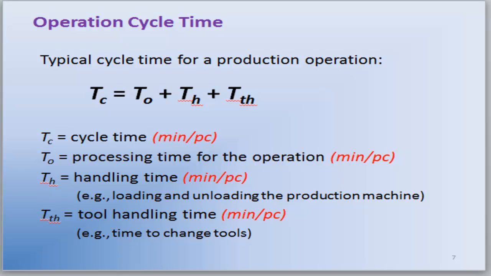In a typical processing operation, such as machining, TC consists of the actual machining operation time, work part handling time, and tool handling time per workpiece. This can be expressed in this equation: TC equals TO plus TH plus TTH. For TC, TO, TH, and TTH, the unit is minutes per piece.